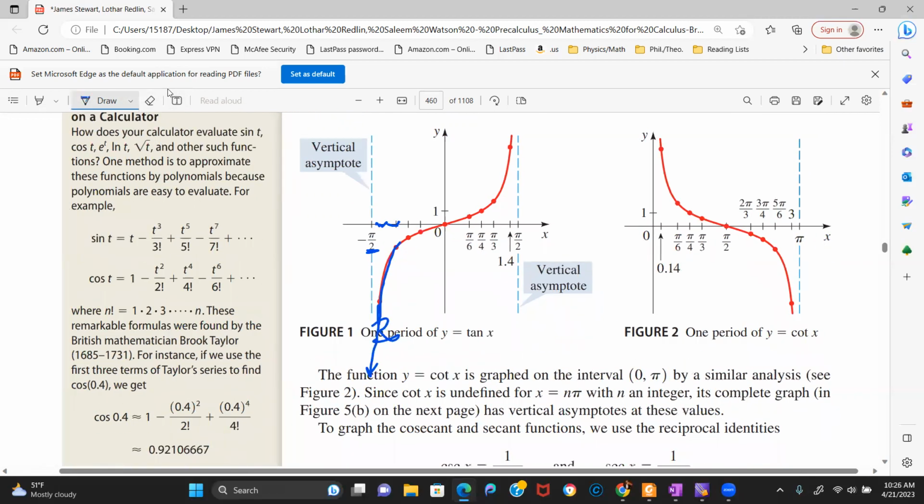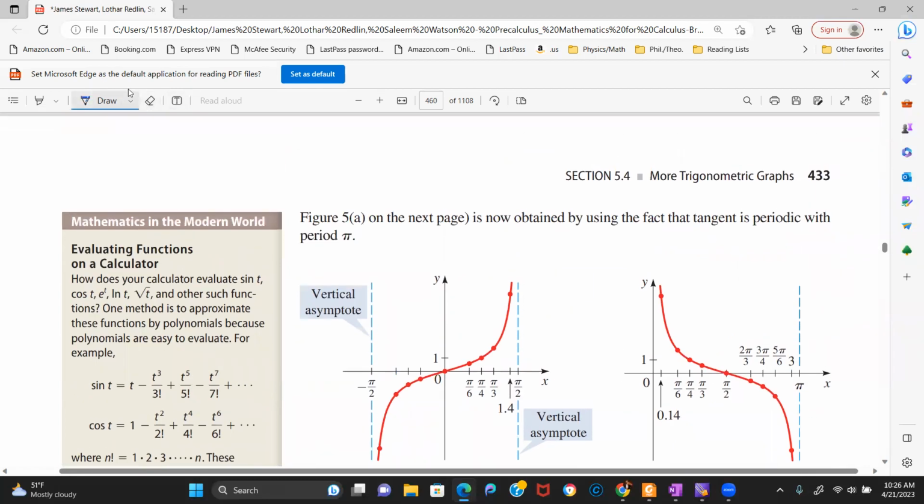And now we can actually work out the rest of the shape by computing some values here. I'm just going to write these down. I'm not going to go through the steps. You can go through the steps, draw your unit circle and figure out what these values are. But we know that tangent of 0 is 0. That's why we're going through the origin right there.